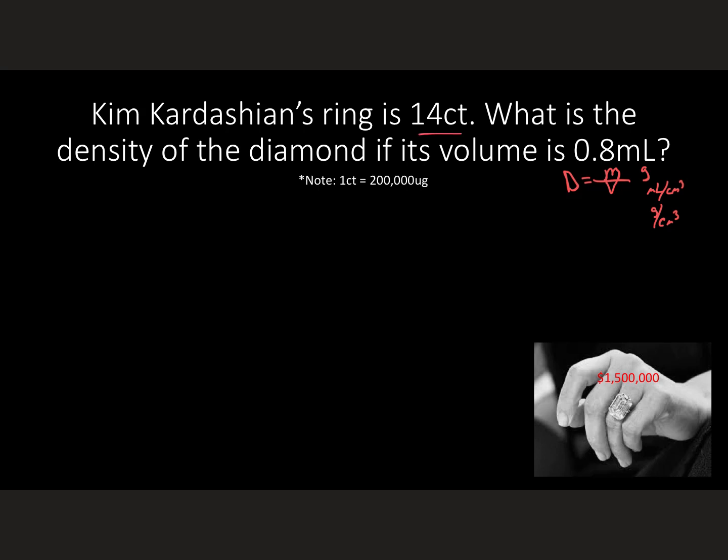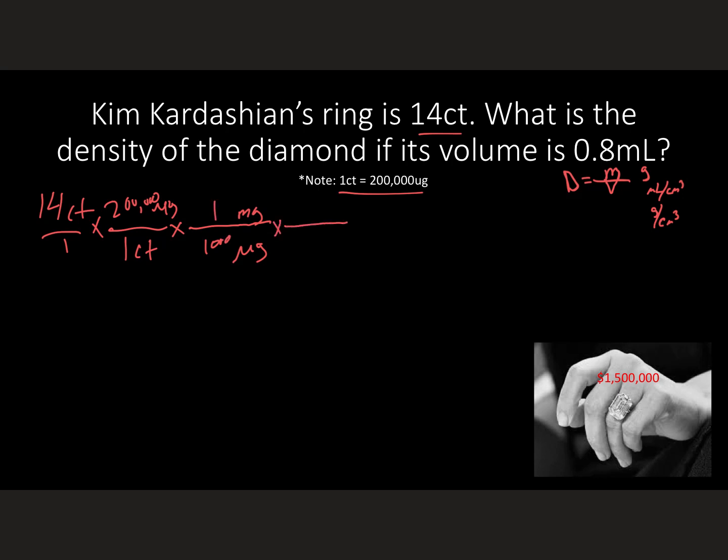So density is normally expressed as grams per centimeter cubed. So what do we have? 14 carats. That's going to be our mass, but we need to use unit conversion to get it to grams. So if we have 14 carats for 1, and then using this horrible unit, I just wanted you to practice unit conversions, there are 200,000 micrograms in 1 carat. What's the next unit up? It's going to be milligrams, right? So 1,000 micrograms in 1 milligram. Then what's the next unit up? There's 1,000 milligrams in 1 gram. So we finally reached the unit we want. All these units seem to cancel.